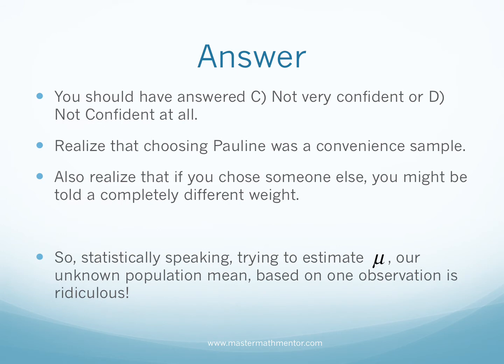Hopefully you answered C, not very confident, or D, not confident at all. There are two reasons you might have done so. First, realize that choosing Pauline was a convenient sample. She was sitting there in the lobby and may have been the first person you saw. Second, realize that if you chose someone else and that person told you his or her weight, it would likely be very different from Pauline's weight. So statistically speaking, trying to estimate mu, our population mean, based on one observation, is quite ridiculous. It would be like trying to predict your final average in your English class based on one exam, or trying to predict the average cost of 100 items in a supermarket cart based on the price of one item.